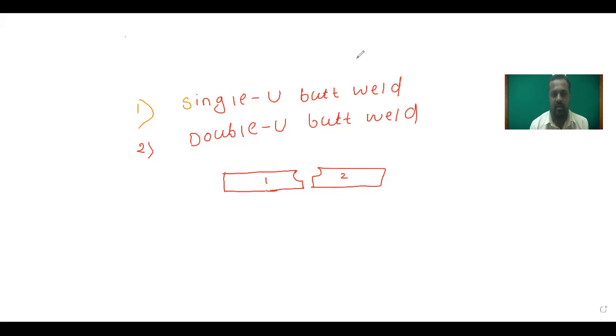So here we have to make the welding like this. How is it looking? It is looking like a U. So this is the single U. Then what is for the double U?